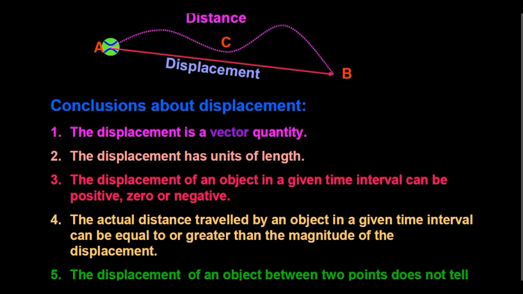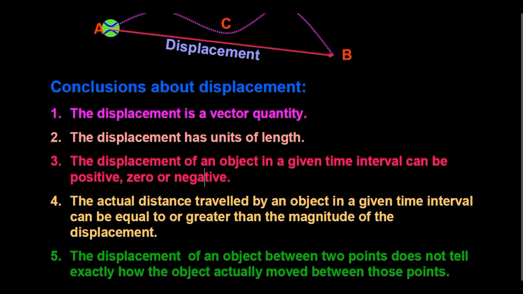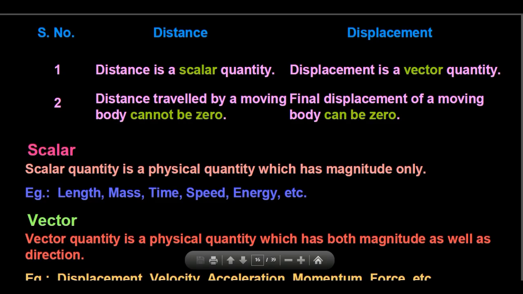Displacement of an object can be positive, it can be zero, it can be negative. Negative means direction only, exactly. So basically displacement can have positive values, 0 and negative values, whereas distance can be 0 or positive, but distance cannot be negative. Here are some common differences between distance and displacement.